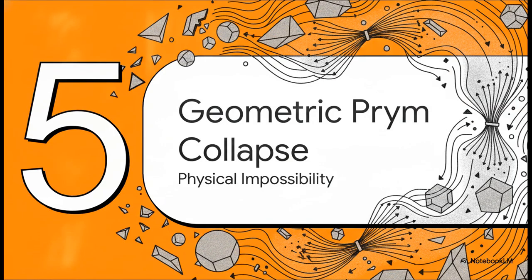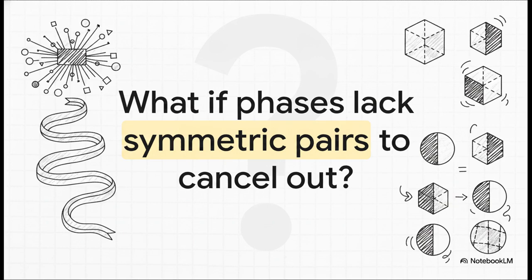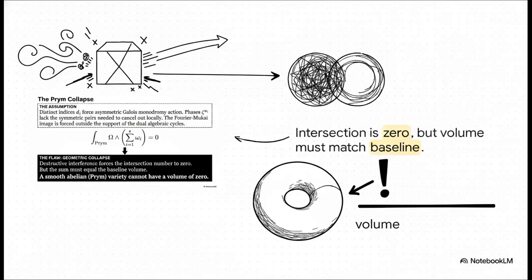And that leads to our final phase, section 5, the geometric prime collapse. Under this specific framework, our data gets mapped to sheaves on a prime fiber. But what exactly happens to a geometric, physical shape when its topological phases, which, remember, are driven by our distinct indices, lack the symmetric pairs needed to cancel out locally? Well, because of those distinct indices we forced in, asymmetric Galois monodromy pushes the Fourier-Mukai transform entirely outside the support of the dual algebraic cycles.